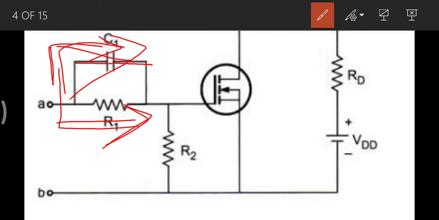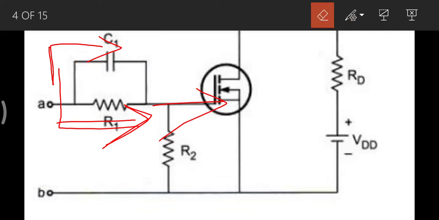So initially this MOSFET turns on. Why? Because large currents flow towards the gate. Those currents are sufficient to turn on the MOSFET. Okay, so this is the turn on process of the MOSFET. Then how can we turn off this MOSFET?